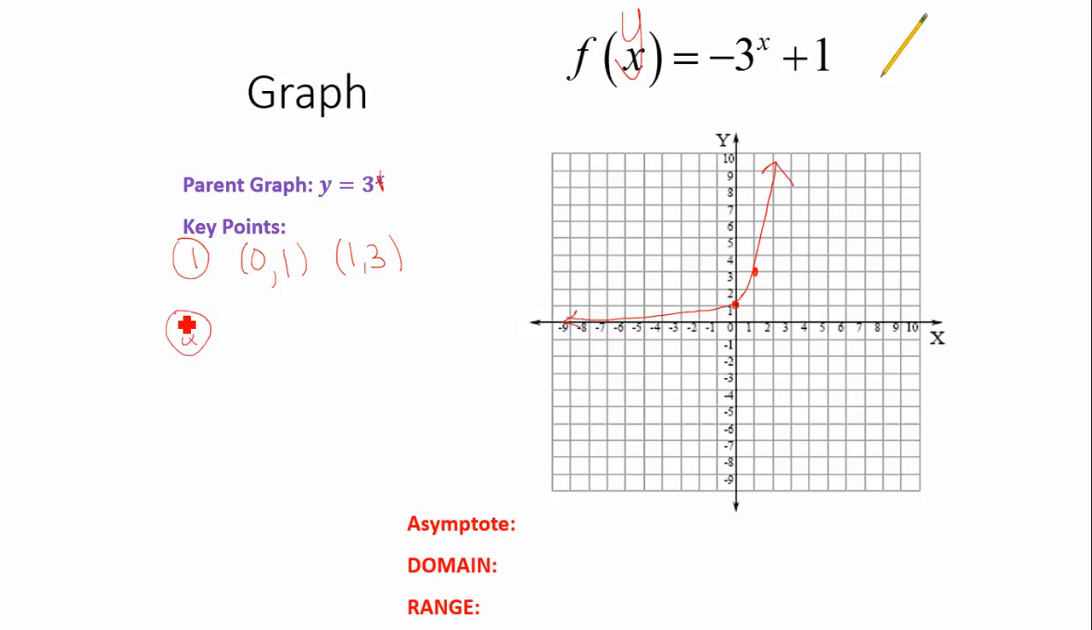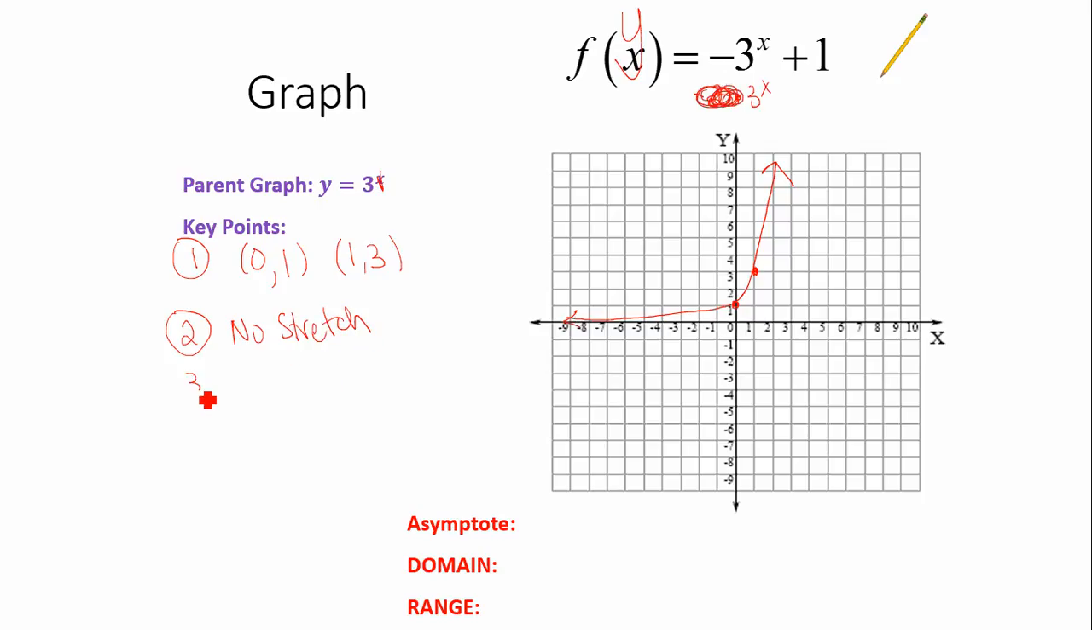Now step 2, the next thing I do, is look and see if I have any stretch factor, if I have to multiply these y values by anything. And that is not happening here. If it was like negative 2 times 3 to the x, then sure, I would do that. But right now, I don't have anything else in front of that base, just the minus sign that we're going to deal with in a bit, so no stretch.